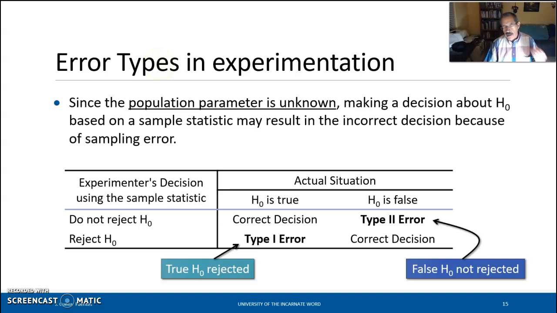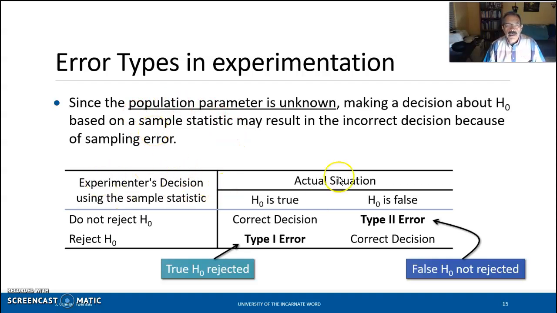So remember, we're trying to estimate the population mean, or a population parameter in general. Therefore, that population parameter is not known. And the decision about the null hypothesis will rely on the sample statistic that we calculated. And because of that, there is a possibility that we may make the wrong decision about the null hypothesis. And that's because of the sampling error associated with the sample statistic.